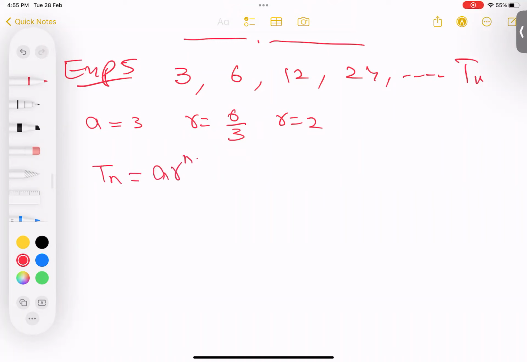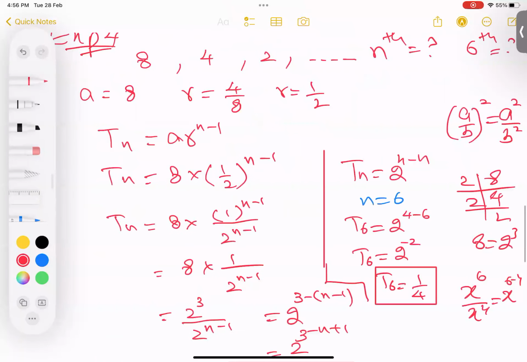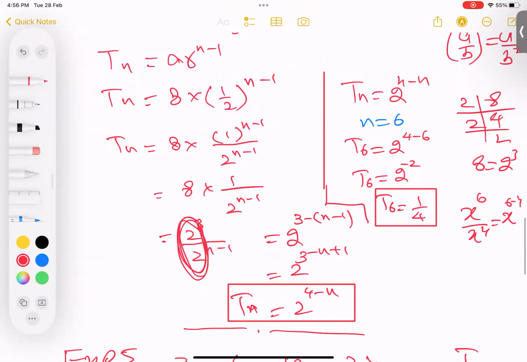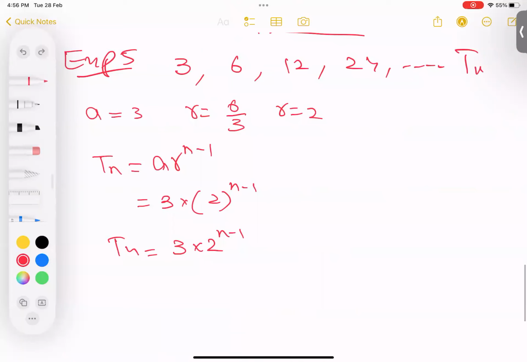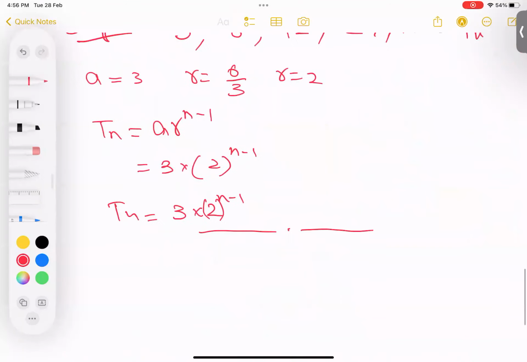a r to the power n minus 1. So a is 3 from here, the common ratio is 2, and n minus 1. But in this question, make sure you copy it as it is without any change. Logic: in the previous question, the bases matched, so that is why I simplified the maximum. And I observed that 8 is a multiple of 2, that is why I tried to combine. But here 3 and 2 are different bases, so they cannot manipulate each other. So this is my final answer.